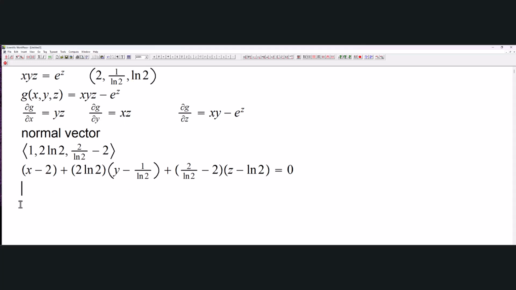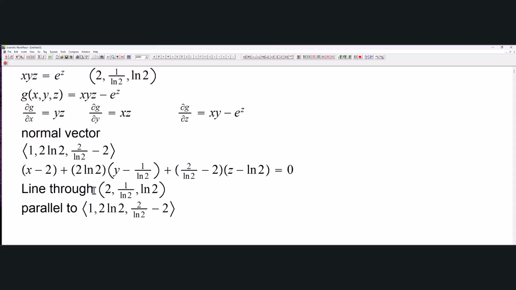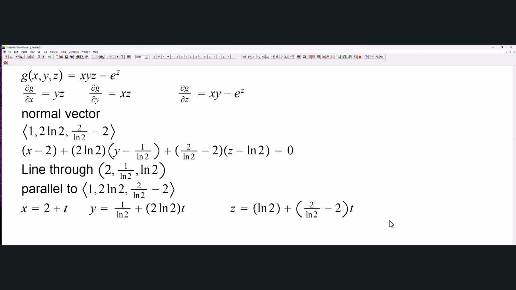Okay, so now we are going to write our normal line, that is a line through this point and parallel to this vector, or in other words, the line through this given point that is parallel to this vector. So an equation will be x equals 2, since the x coordinate is 2, plus how much? 1 times t, that is just t. And in the same way we can write the y and z coordinates as functions of t.